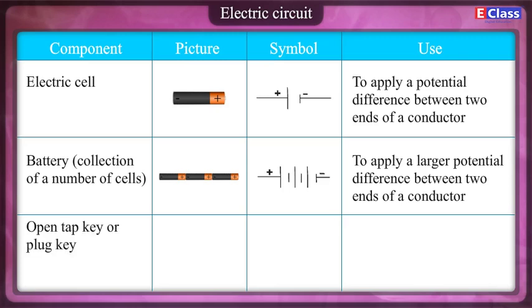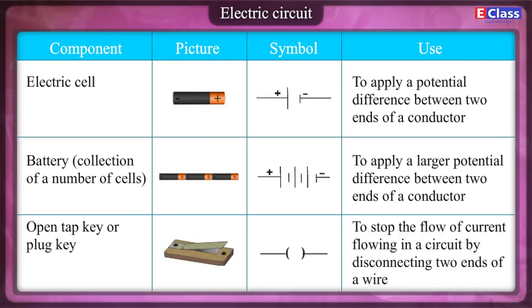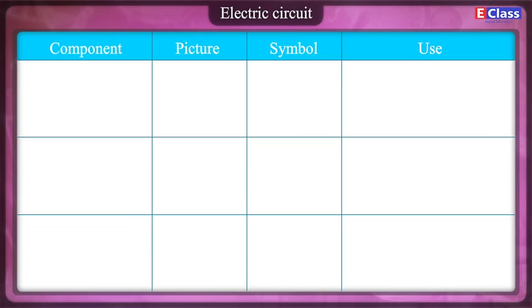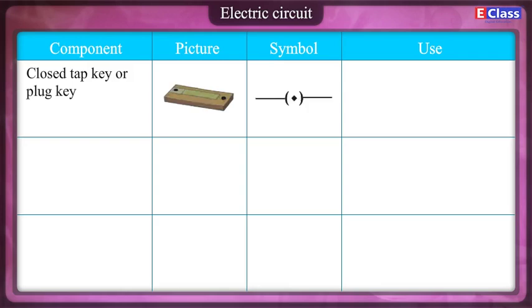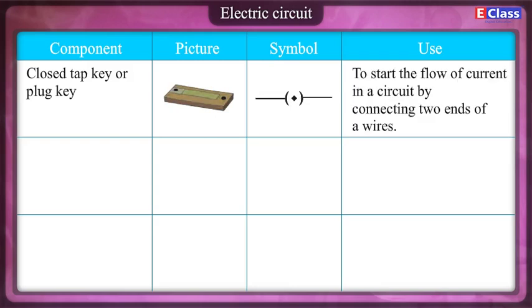Component: open tap key or plug key. Use: to stop the flow of current in a circuit by disconnecting two ends of a wire. Component: closed tap key or plug key. Use: to start the flow of current in a circuit by connecting two ends of a wire.